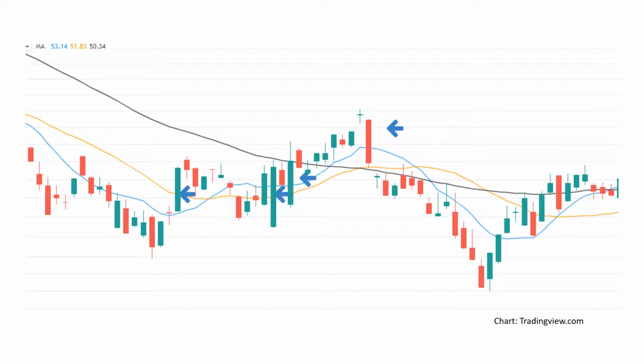Okay, and in these last two slides, again, you see the moving averages represented again by the blue, yellow, and black lines. So we're going to stop here for now.